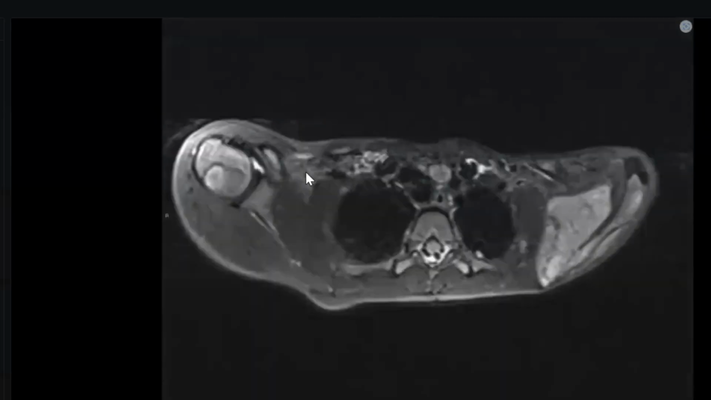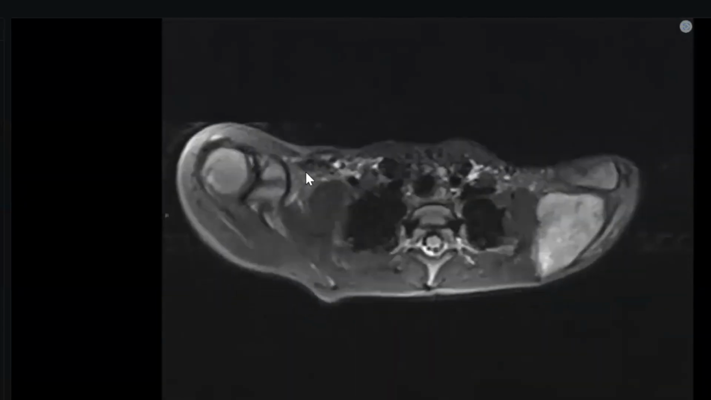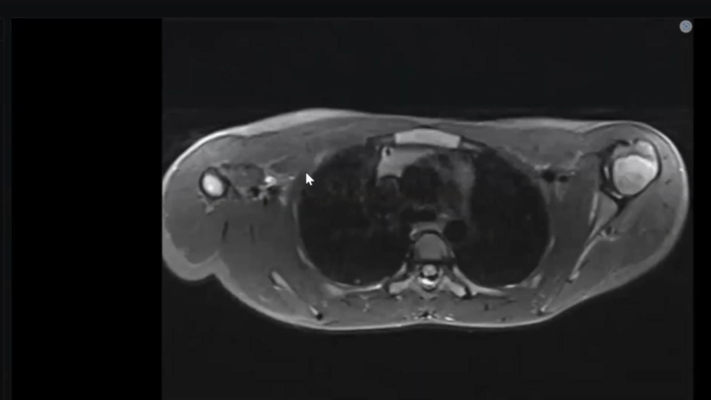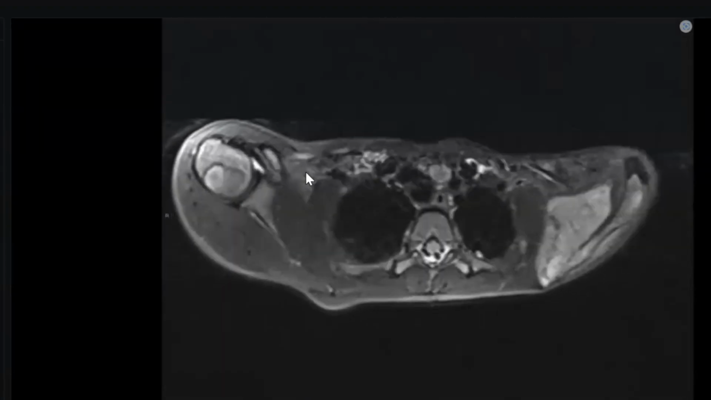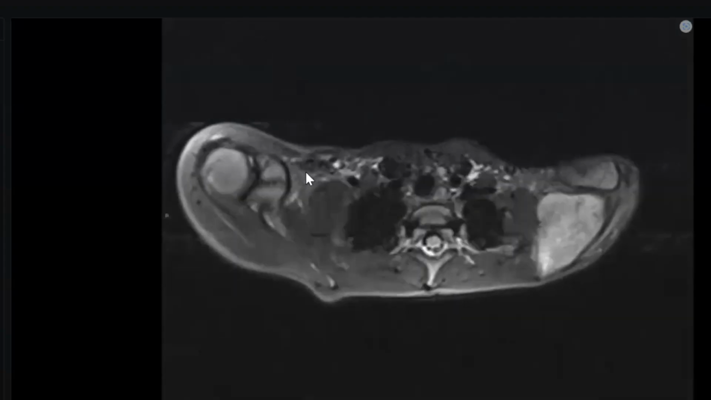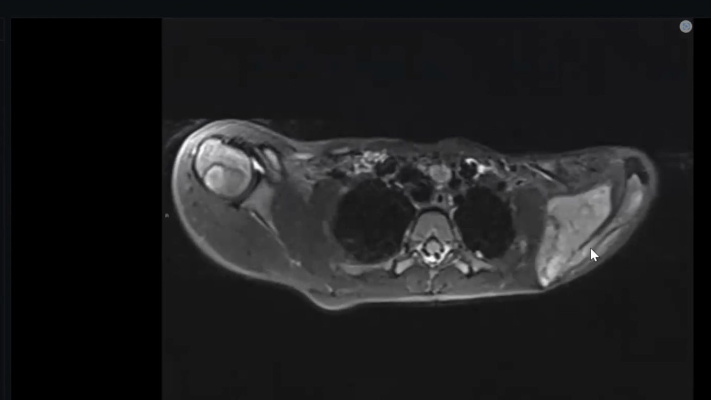So this is the MRI, axial. There is a large soft tissue mass at the region of the subscapularis muscle. You didn't tell me the name of the sequence. Okay, so it is fat suppressed. Excellent. The CSF is high, so this is T2, fat suppressed. This is clear, no problem.